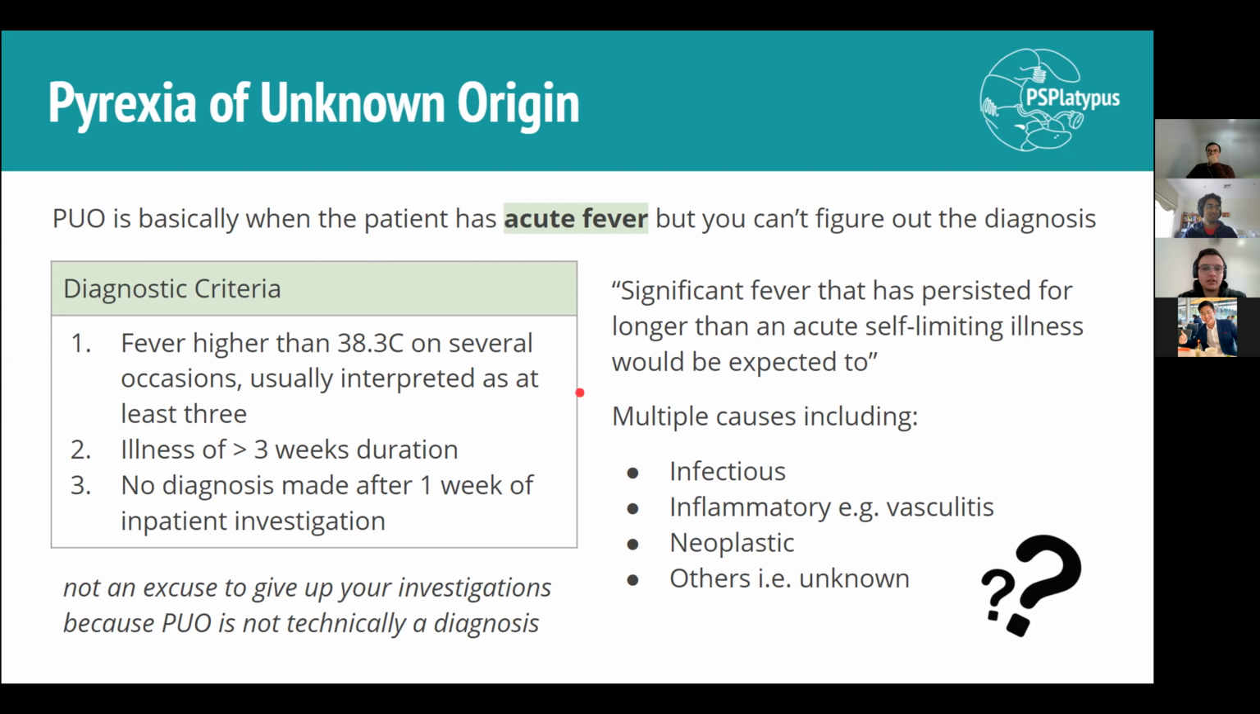So the causes can be a lot. Infectious, obviously, what we're discussing today, but you can have inflammation, you can have cancers, neoplastic growths. And I like how it says other, because that's basically what PUO is. It's just an unknown cause. You don't really know what's causing the acute fever in this patient.